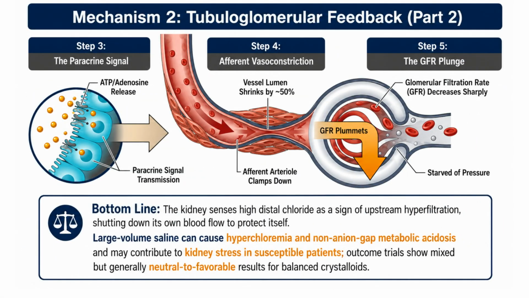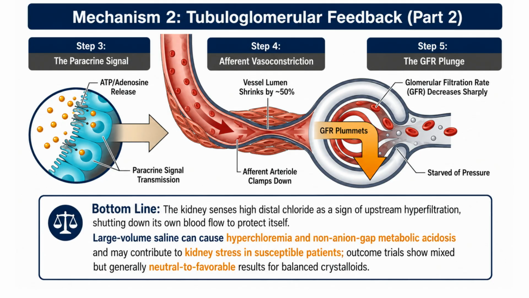Once the paracrine signal is generated, the afferent arteriole constricts. That lowers glomerular capillary pressure and can reduce glomerular filtration rate. In a healthy volunteer, this may be transient. In a septic patient, a patient with chronic kidney disease, or a patient with low effective arterial blood volume, the same signal may be less well tolerated.